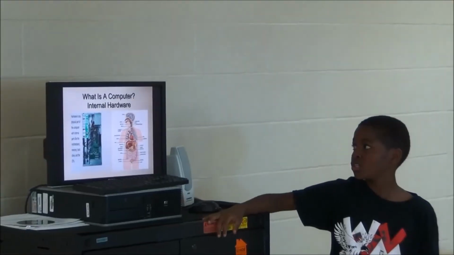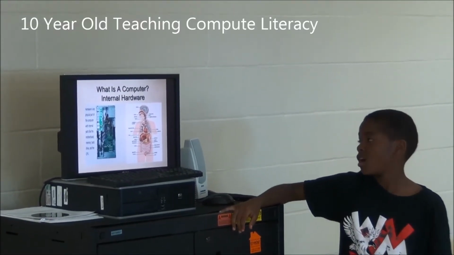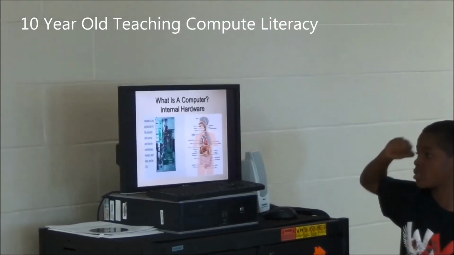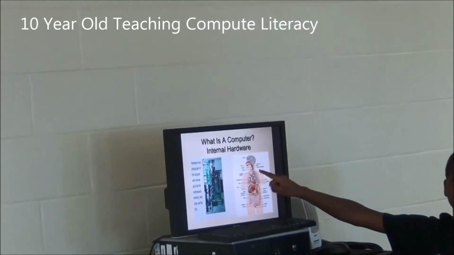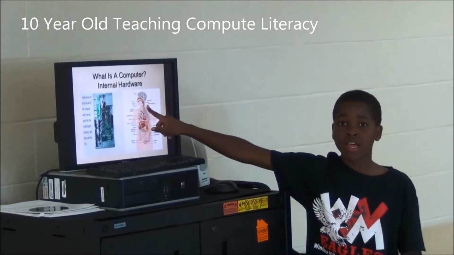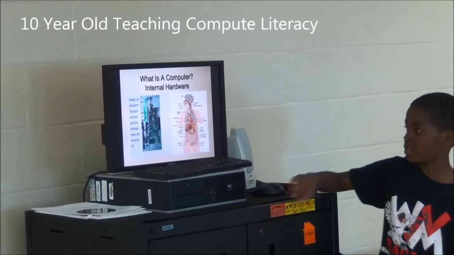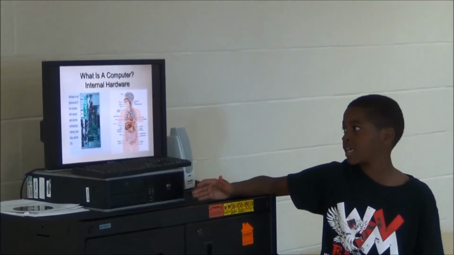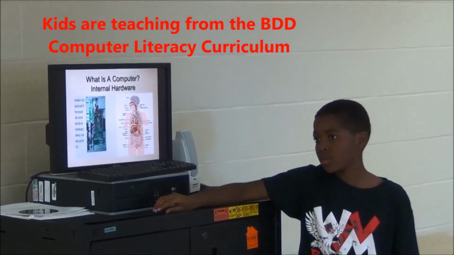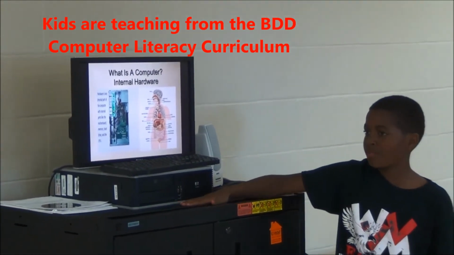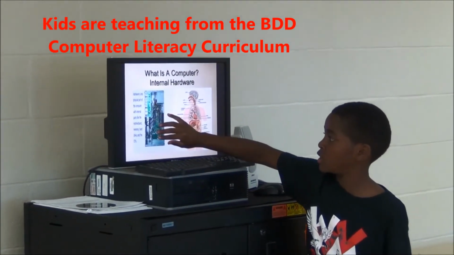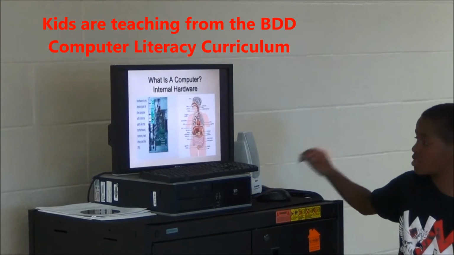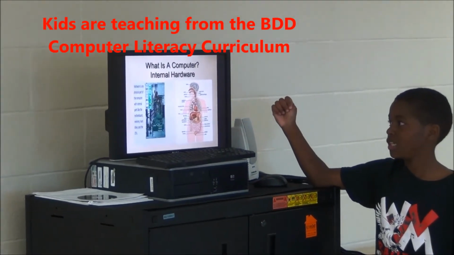What is computer internal hardware? On the right side is showing what's internal for humans: our brain, our lungs, our heart, and liver, and others. And on the left side, they open up the desktop computer so we can see inside what's hardware. And this, the whole green space, is the motherboard, where everything connects to the motherboard.